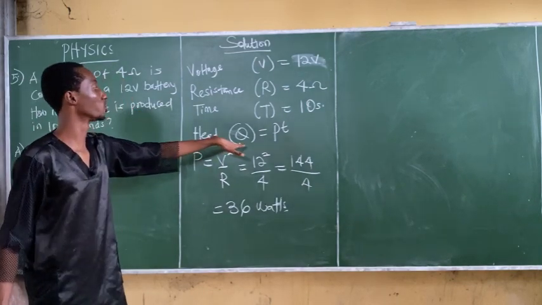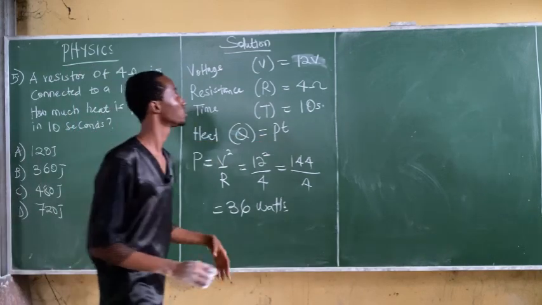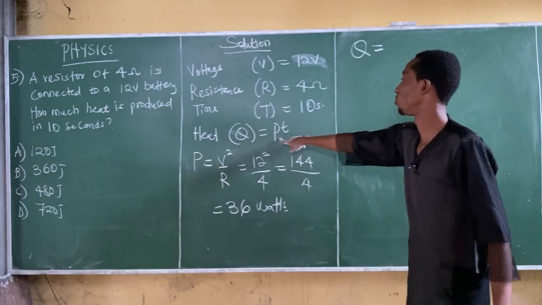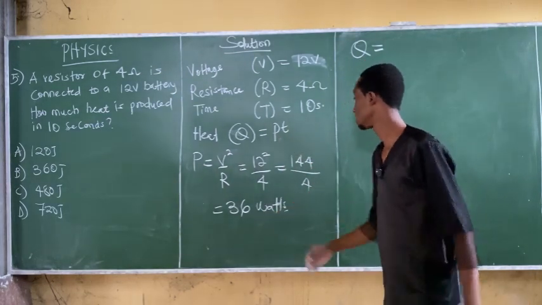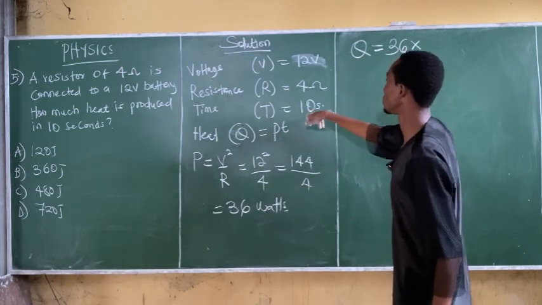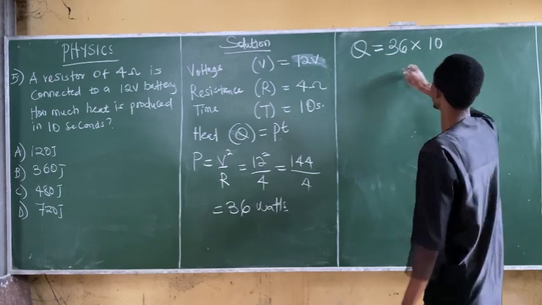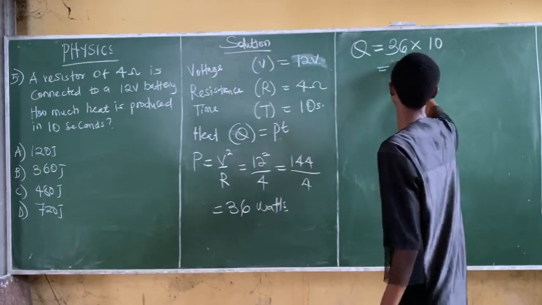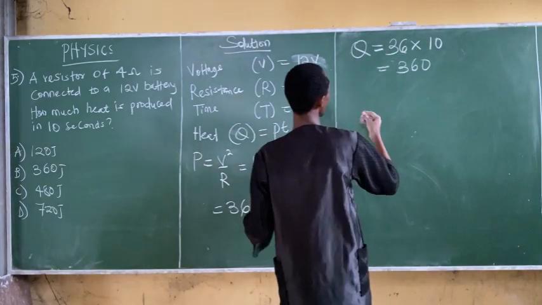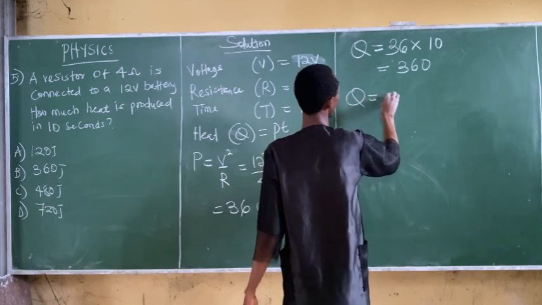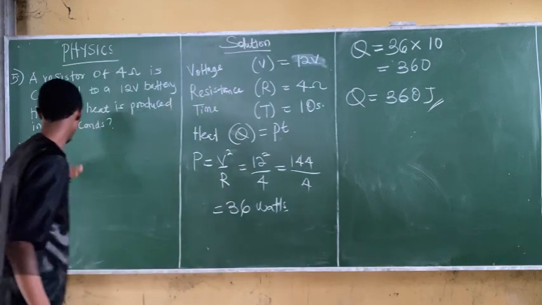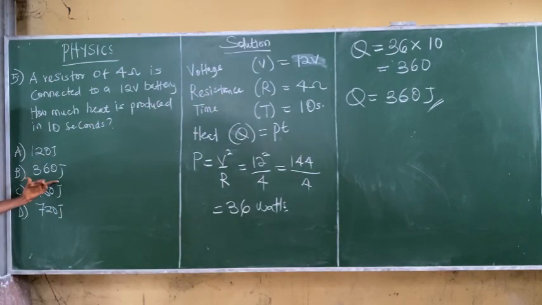Don't forget, the formula for heat produced is Q is equal to PT. We have gotten the value of power to be 36 watts. So we have 36 times T. From the question, they gave us T to be 10 seconds. 36 times 10 will give us 360. Don't forget, heat is measured in joules. So we have Q to be 360 joules. This is the final answer. The correct option here is Option B, 360 joules.